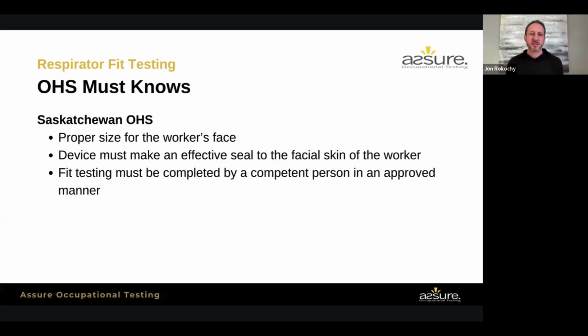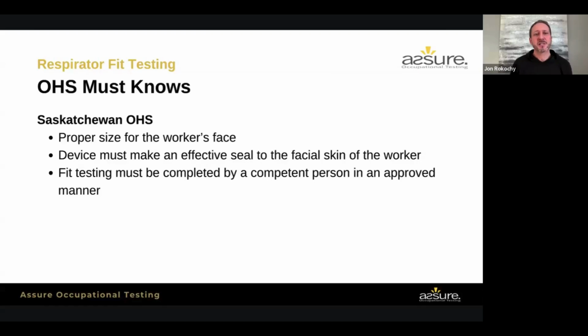Saskatchewan OHS says a worker must make sure they're fitted to find out what the proper size is for their face. It also says the device must make an effective seal to the facial skin of the worker. As I was mentioning, if it's a half face, it must make an effective seal everywhere that mask is touching the face. And this is where facial hair becomes important. We'll talk about that in a second.